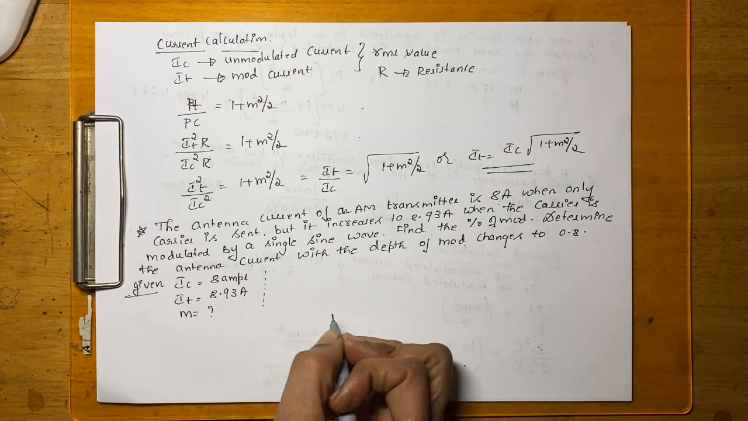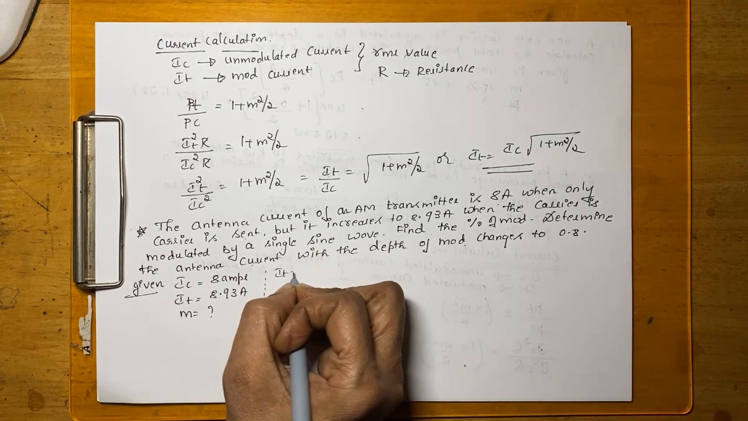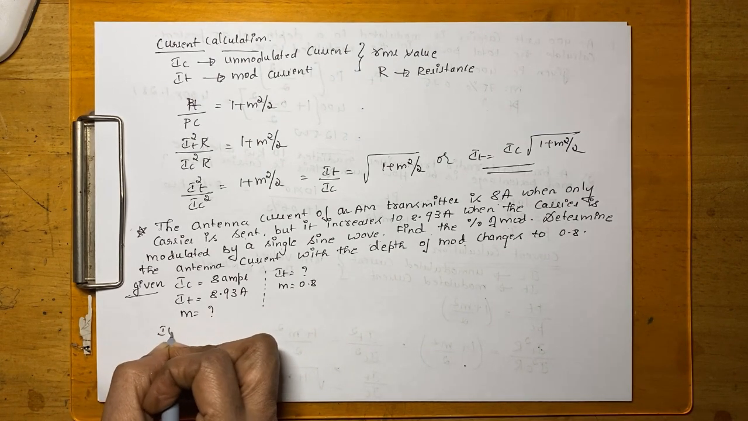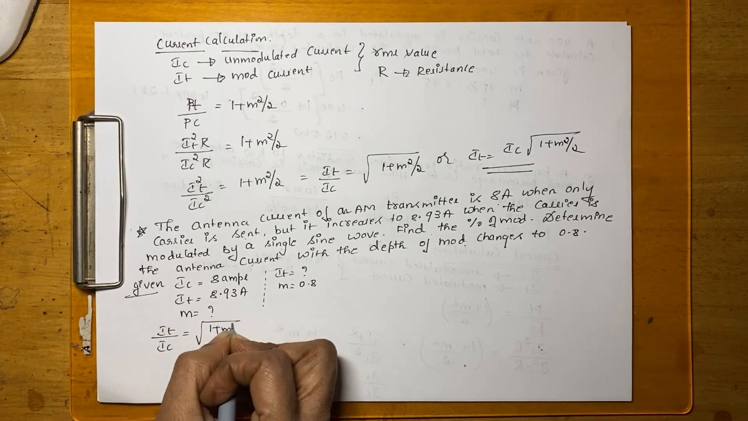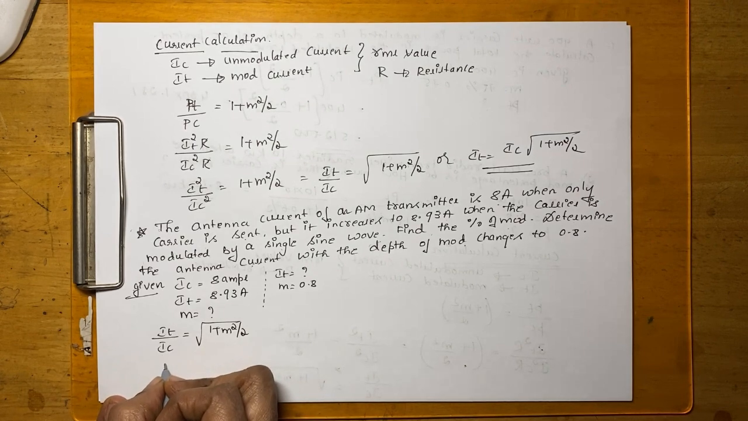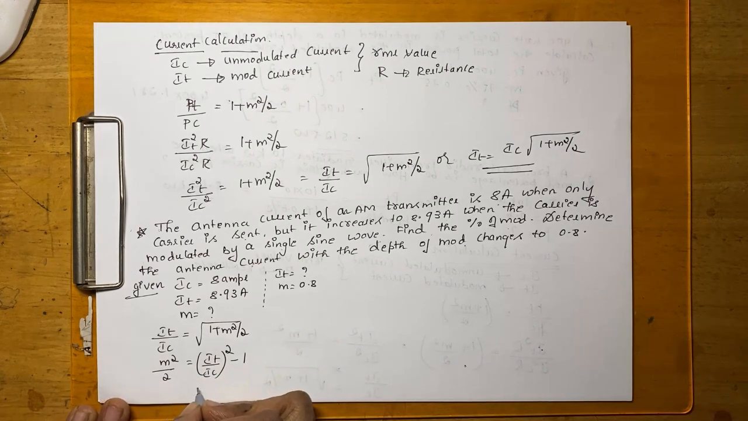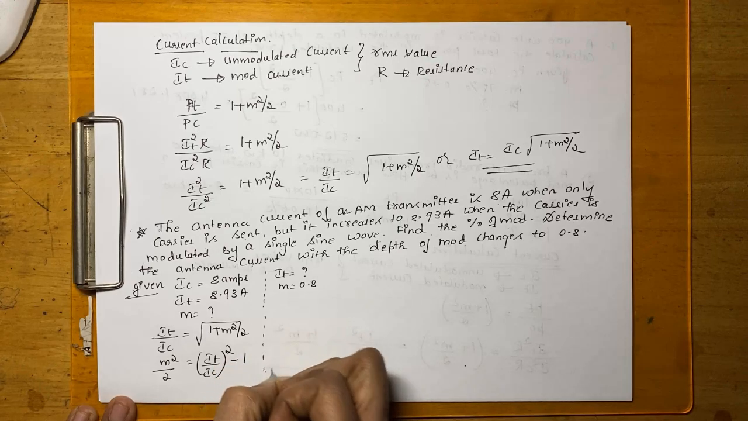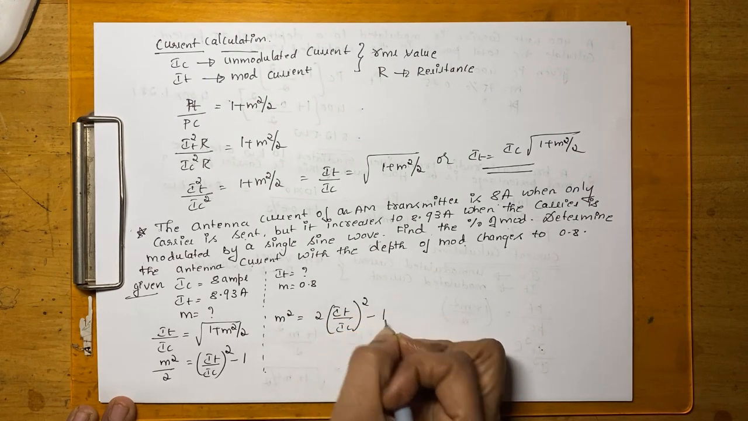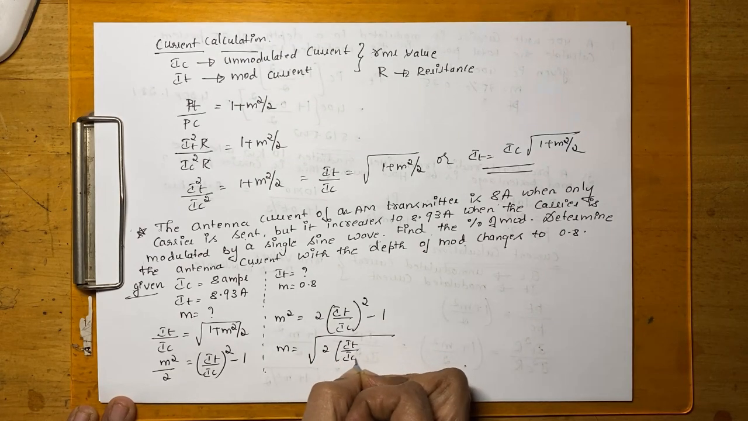As well as in the next part, they have asked to determine the antenna current when the depth of modulation changes to 0.8. So that is, find IT when m is equal to 0.8. We know the formula, IT by IC is equal to root of 1 plus m square by 2. Now we want to find m, the depth of modulation. Therefore, this can be rearranged as m square by 2 is equal to IT by IC whole square minus 1. Just rearranging, we get m square is equal to 2 into IT by IC whole square minus 1, or m is equal to root of 2 into IT by IC whole square minus 1.